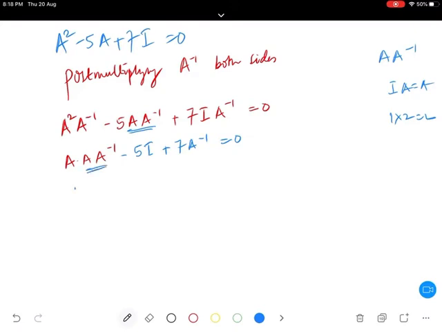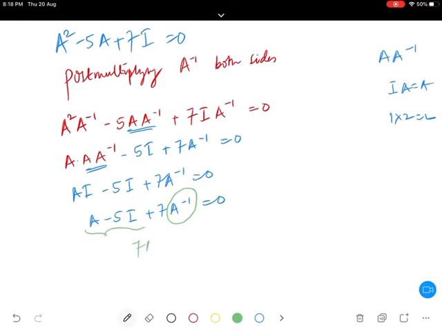Now again, this A into A inverse becomes I, so AI minus 5I plus 7A inverse equals 0. AI is A, so A minus 5I plus 7A inverse is equal to 0. I need to find A inverse, so I take these two to the other side. It becomes 7A inverse is equal to 5I minus A. This thing becomes positive and A becomes negative. Therefore A inverse is equal to 1 by 7 times (5I minus A). Am I clear?